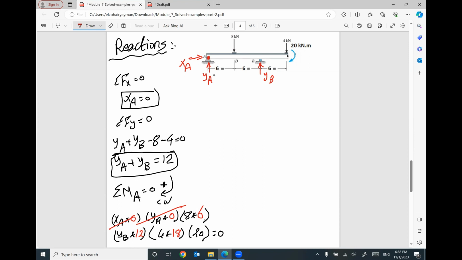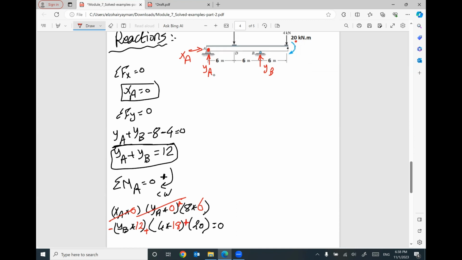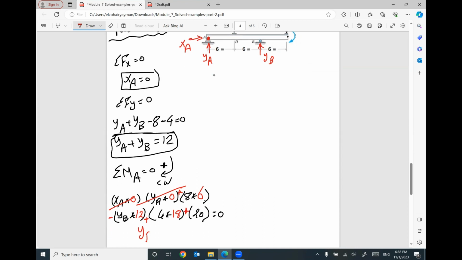6 times 8 will be clockwise. YB times 12 will be counterclockwise. 4 times 18 will be clockwise. 20 is given, clockwise will be positive. The only unknown in this equation is YB. So the value of this reaction will be 6 times 8 plus 4 times 18 plus 20, divided by 12. I got 11.67.